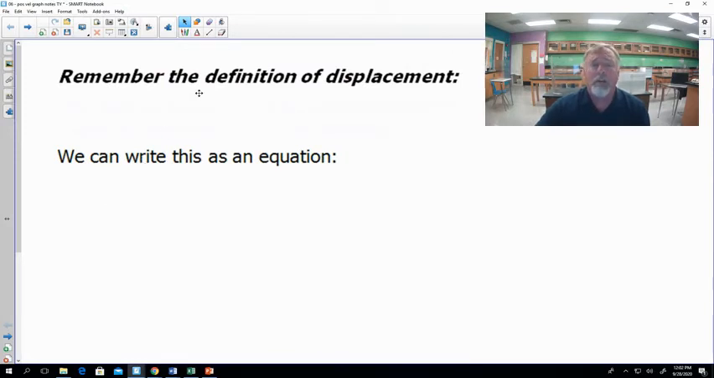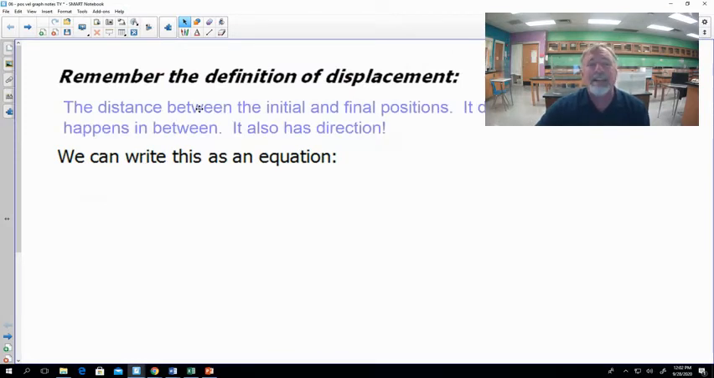Remember the definition of displacement. We define displacement as the distance between the initial and final positions. It does not depend on what happens in between. So I use the example of somebody running around a track. If you run one lap and stop where you started, your displacement is zero. The distance you traveled was 400 meters, but the displacement is zero because your starting and final positions are the same place.